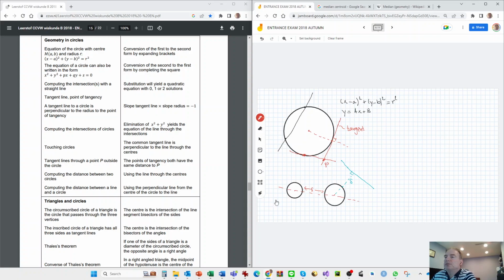If you want to compute the distance between 2 circles, it's drawn like here. You just need to draw the line through the centers of the circles, and then the length of this line segment is the distance. And to compute, say I have a line and a circle, and I want to calculate the distance, then I need to find the line perpendicular to the line that goes through the center, and then intersect it with the circle here, and then calculate the distance here.